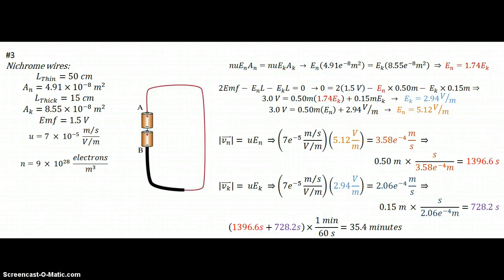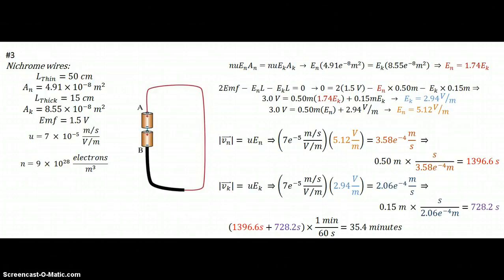In the third situation, this circuit consists of 2 batteries and 2 nichrome wires of different areas and lengths. First, I started with the current conservation rule to relate the magnitude of the electric field of the thin wire to the magnitude of the electric field of the thick wire. I used this value in the loop rule to find the single values of both the thick and thin wires.